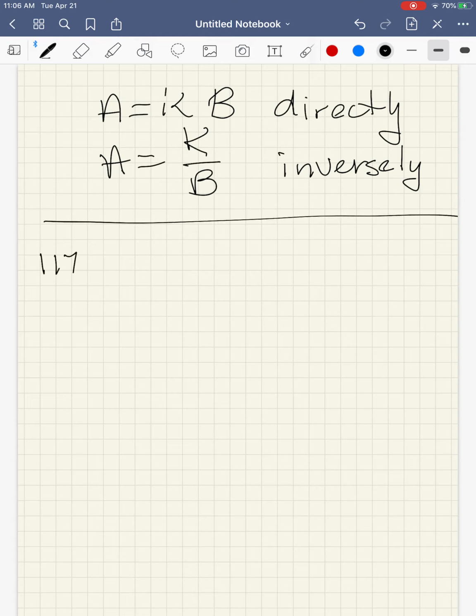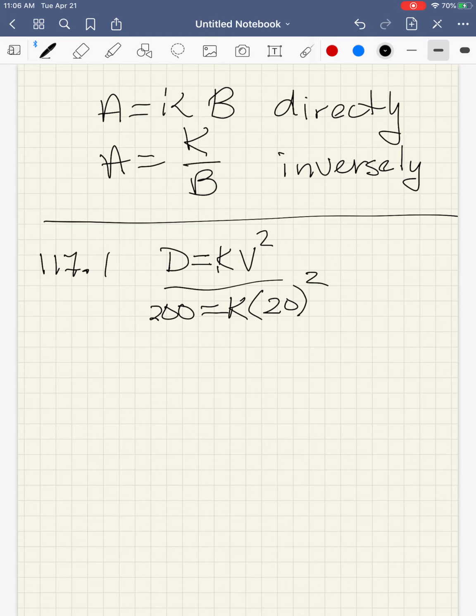So in 117.1, the problem says the distance required for an automobile to stop is directly proportional to the square of its velocity. So we'll let V be velocity, and it means velocity squared, the square of the velocity. Once you have that original equation set up, the problem isn't any different than what we did before. We're going to solve for K first. So it says if a car came to stop in 200 meters, that's the distance, at 20 kilometers per hour. That's a speed, which is also called velocity. So that's 20 squared. So this would be 200 equals 400K.